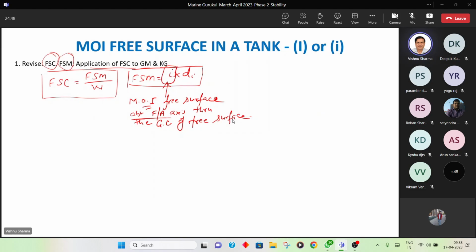Now this is the axis drawn through the geometric center of the tank. Whether it coincides with the center line of the ship or does not coincide with the center line of the ship doesn't matter, because we are talking of a wing tank. Obviously, the fore and aft line will never coincide with the center line of the tank. So please be very clear what I'm saying. I said it is about the fore and aft axis through the GC of the free surface. Is this what I have written here clear to everybody, guys?